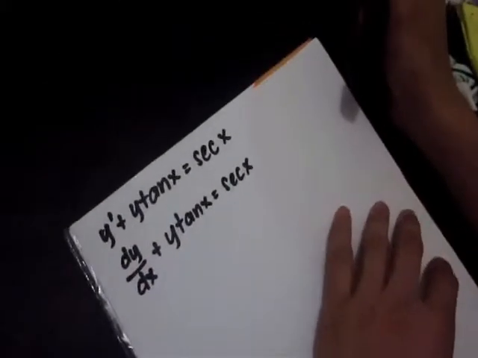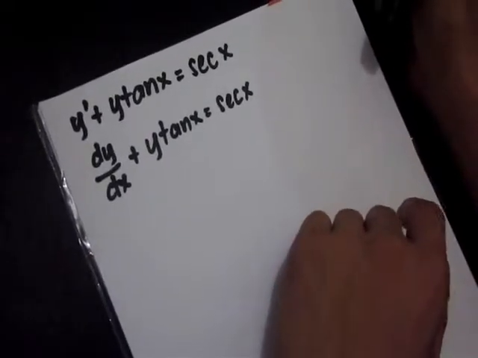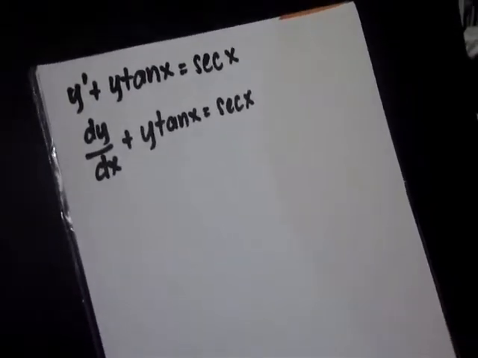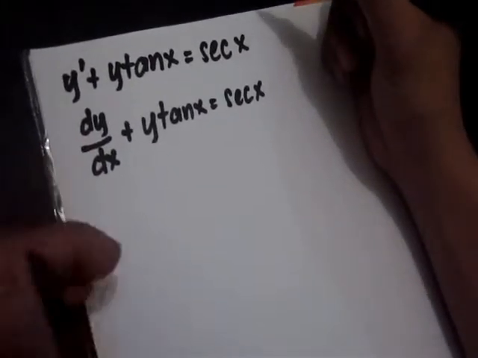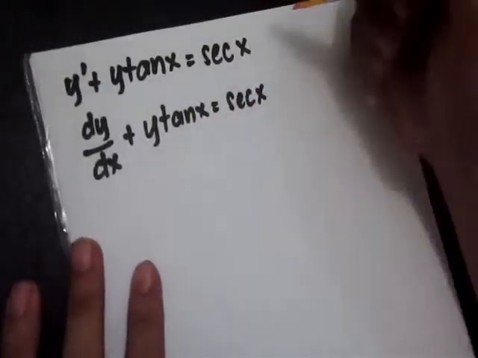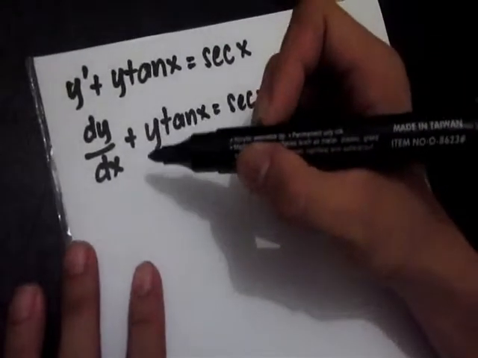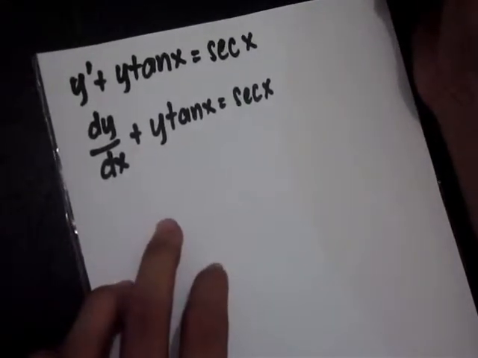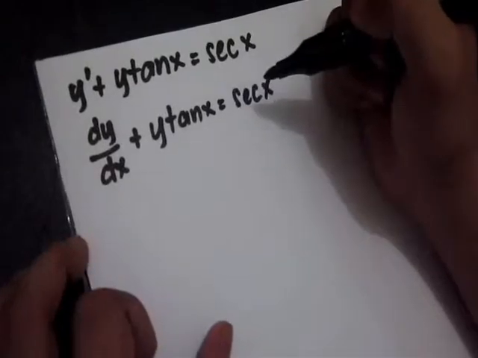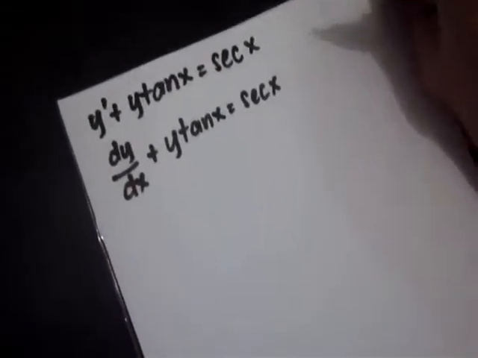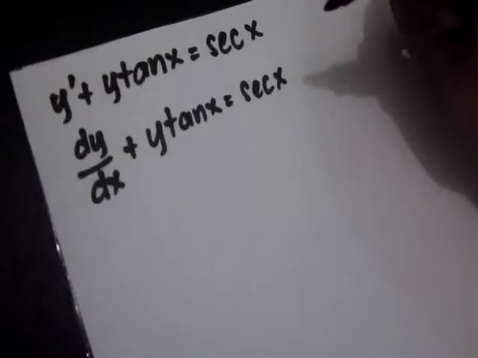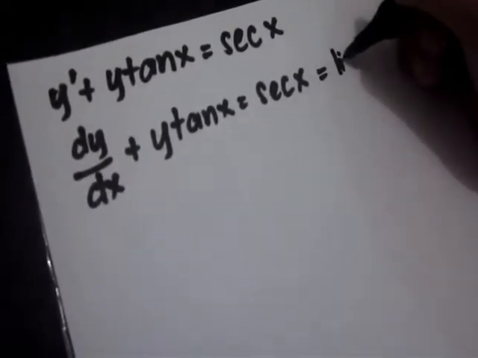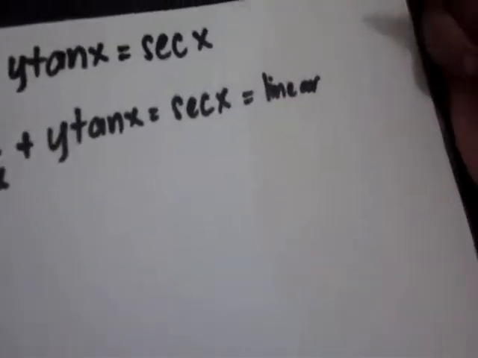Here, we will solve another first-order differential equation. By examining this given problem, y prime can also become dy over dx. So, the equation will become dy over dx plus y times the tangent of x equals the secant of x. By examining the equation, we can say that it is a linear differential equation.